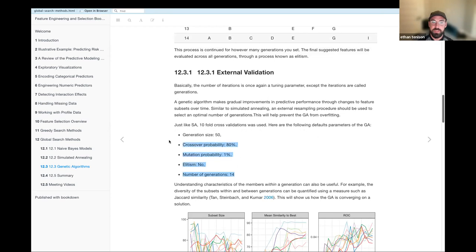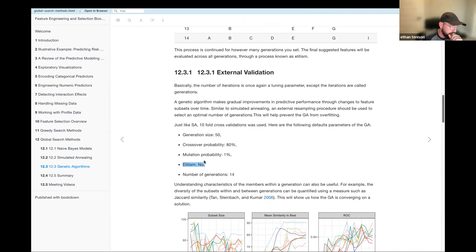So here's a breakdown of some of the hyperparameters. You can set what you want the size of each generation or population to be. These are just the general defaults. Crossover 80%, which doesn't seem like that's what they use for what's up top. The mutation probability, and then this elitism value.